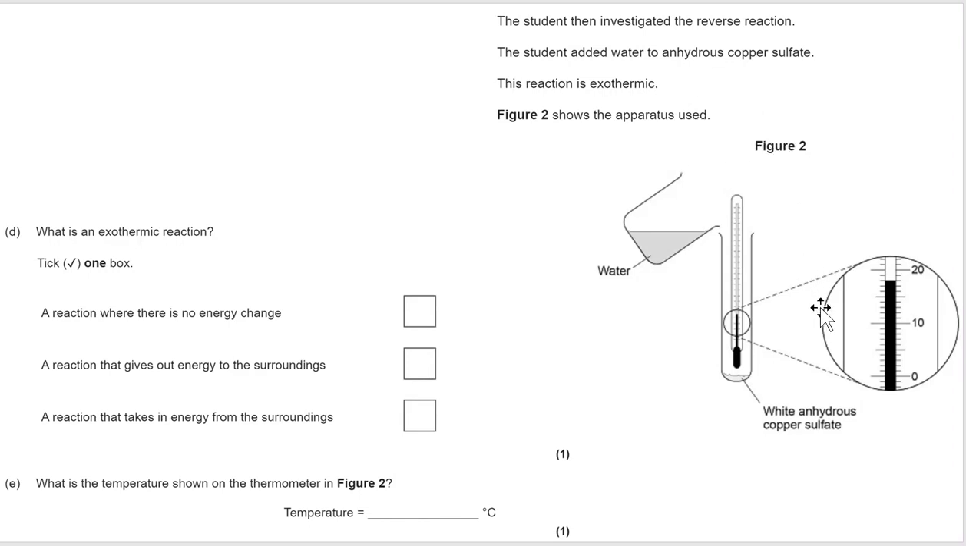On to part D, we have a student investigating the reverse reaction, adding water to anhydrous copper sulfate. This is an exothermic reaction. So what is an exothermic reaction? Straightforward definition. This is a reaction that gives out energy to the surroundings.